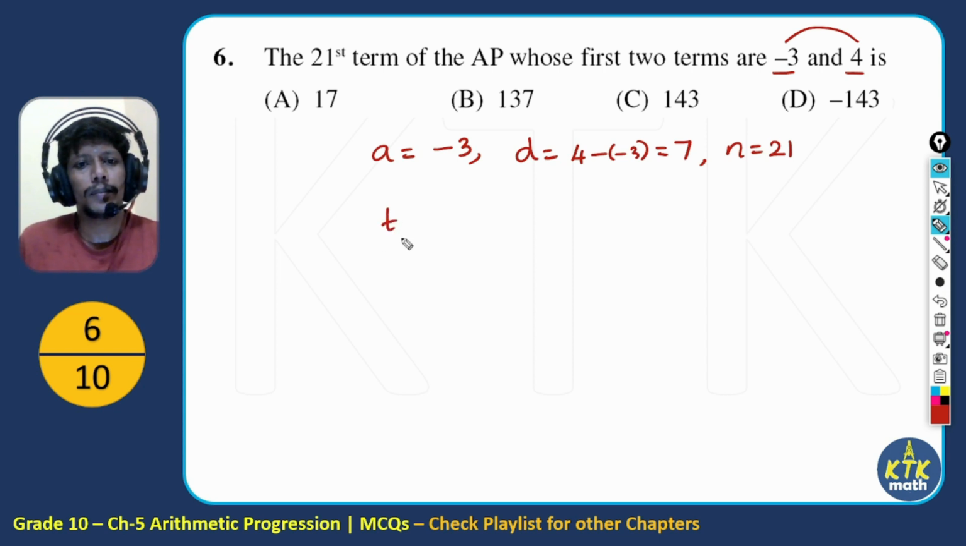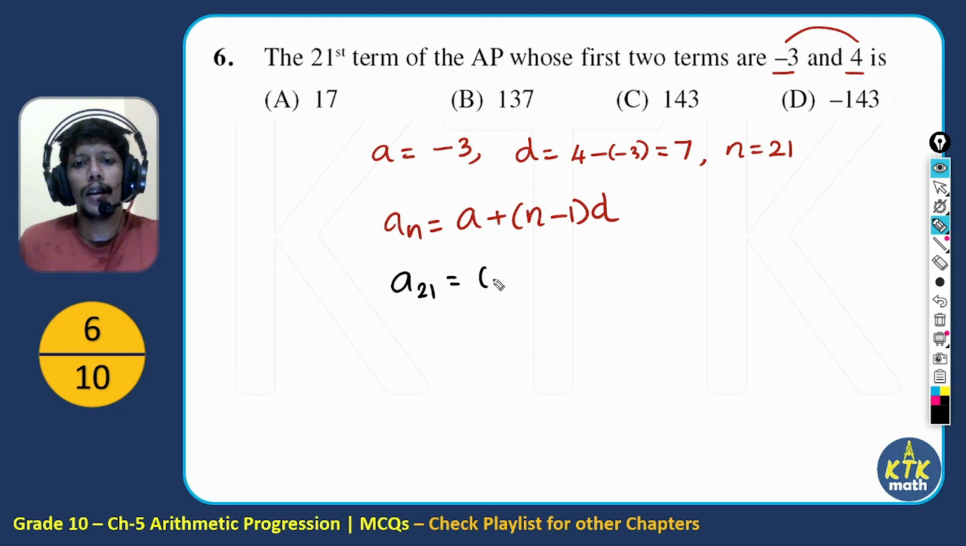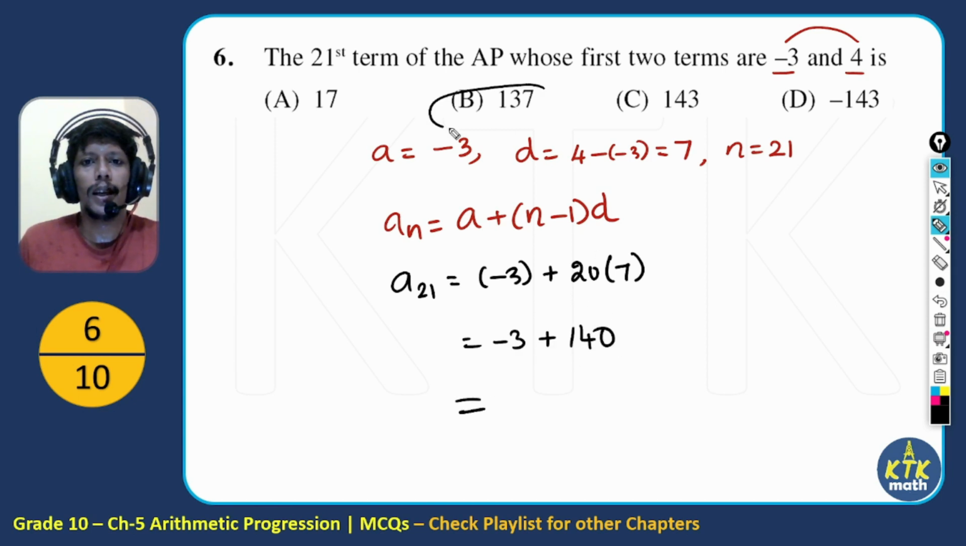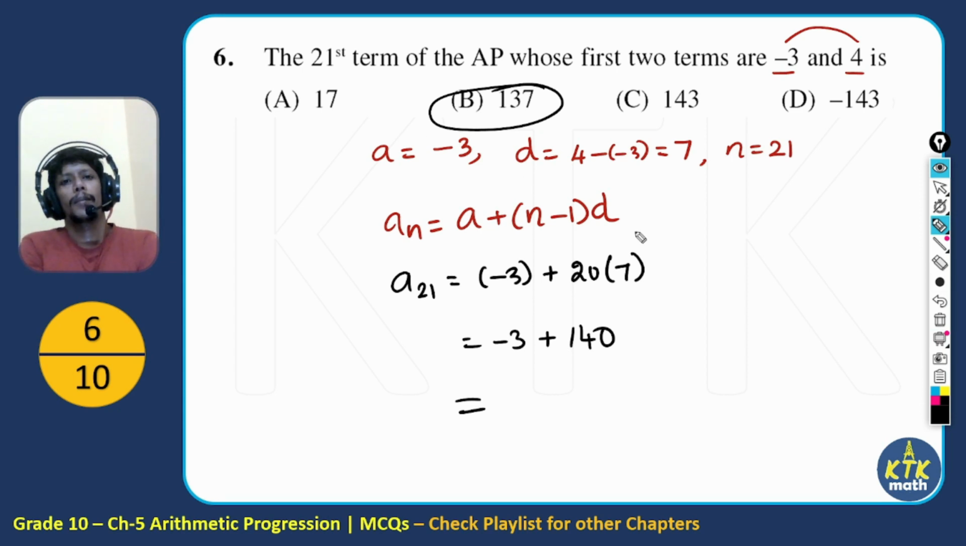What is the formula? An is equal to A plus n minus 1 times D. So what can I write now? A21, which they are asking, is -3 plus 20 times D value 7. So -3 plus 20 times 7 is 140. 140 minus 3 is 137, which is your answer. Yes, is it clear now?